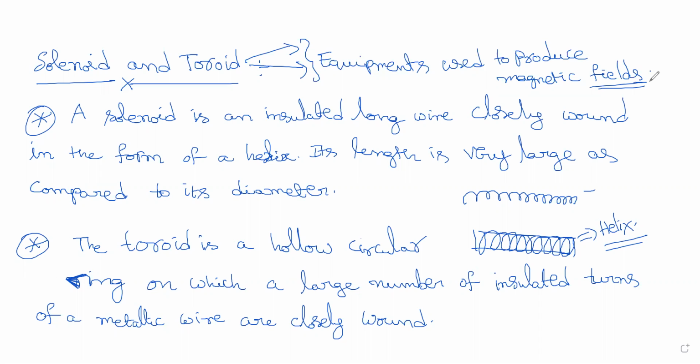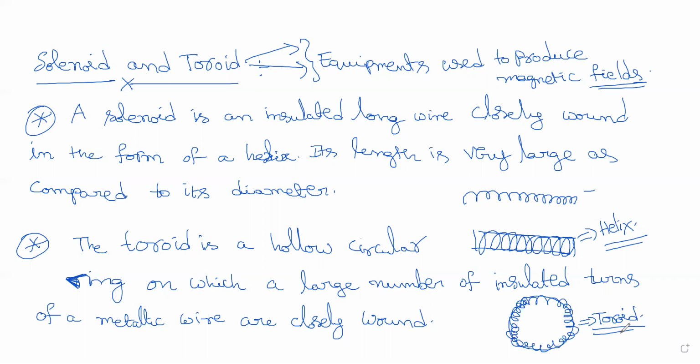The toroid is a hollow circular ring. How the toroid looks is like a circular ring over which we wind the coil like this. Solenoid is like a straight one, this is like a circle. That's what the toroid is. Okay, hope you understand what is a toroid and a solenoid.